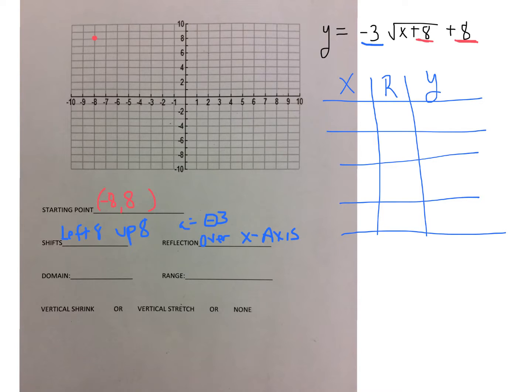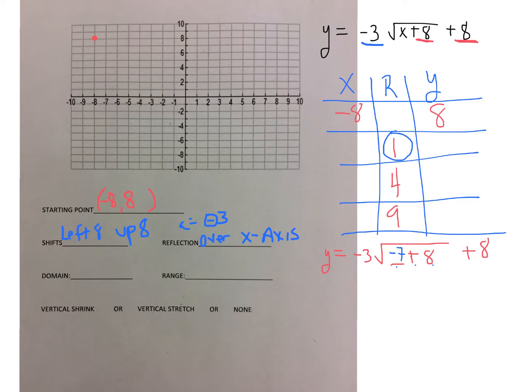Okay. Now, again, our starting point starts here, so -8, 8. Radical, we want 1, 4, 9, because those are perfect squares. Okay, so again, let's set up our equation. Y equals -3 radical something plus 8 plus 8. So again, for our first one, we want to have a 1 under the radical. So what plus 8 gives me 1? And the answer is -7.